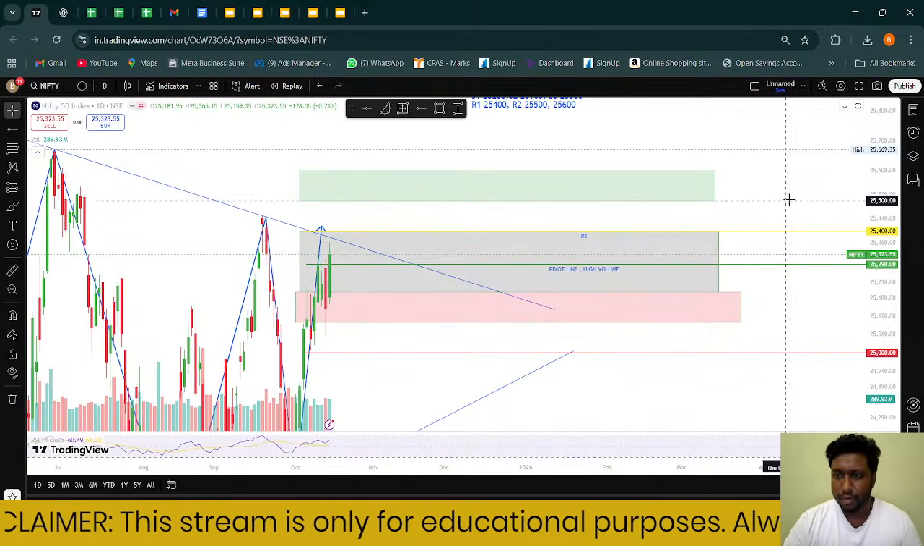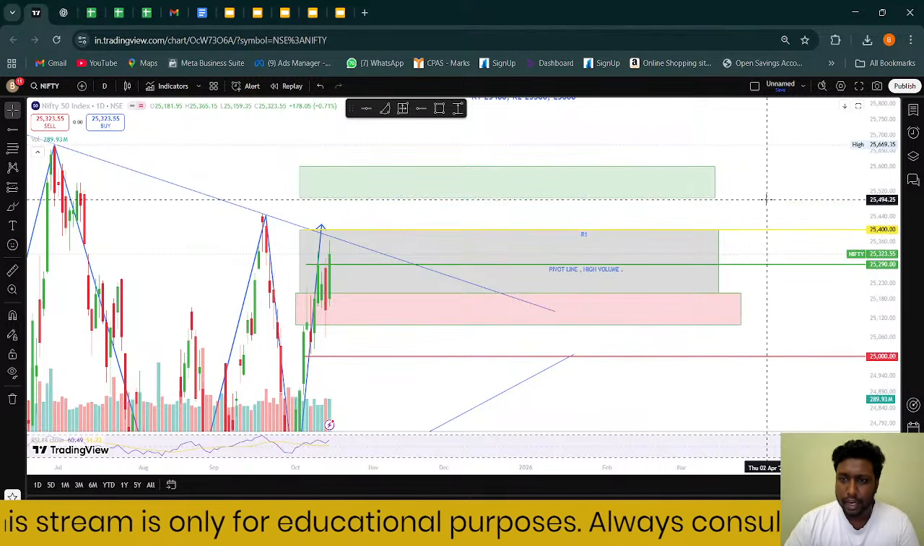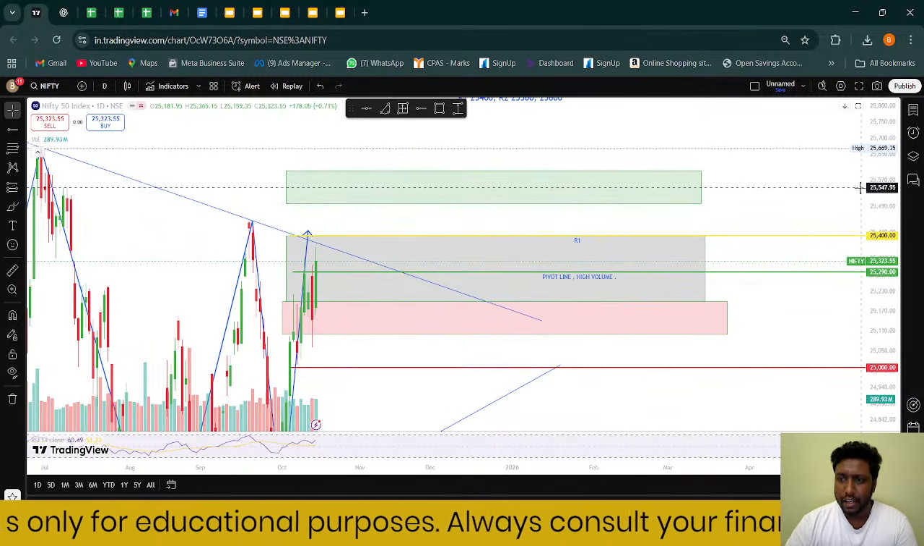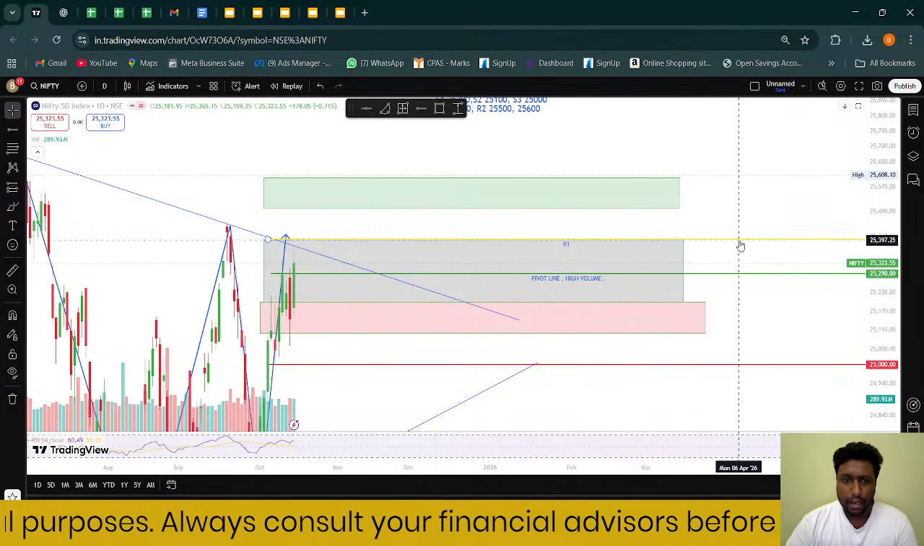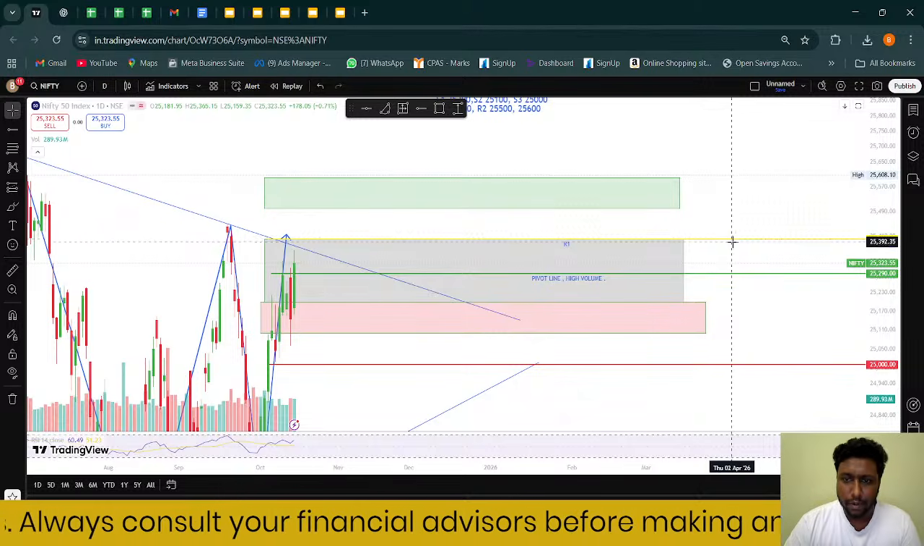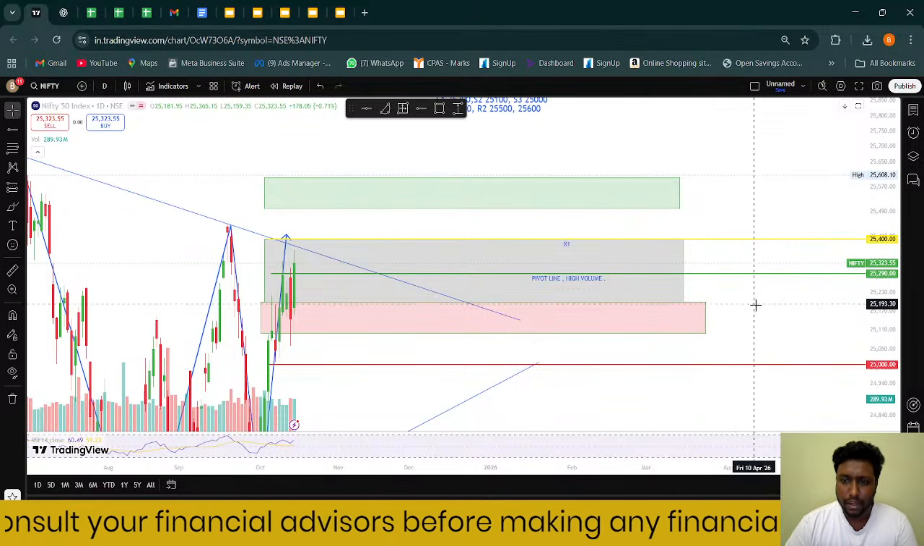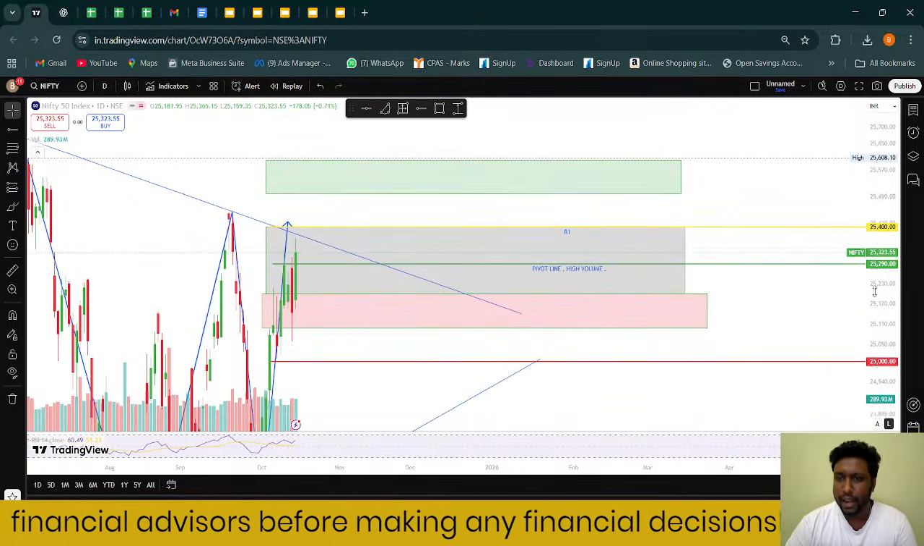So definitely it's going to be a risk free trade. So these levels can be considered as trailing SL or partial booking levels. Let me explain it one more time. R1 and this one can be considered as our validation level.